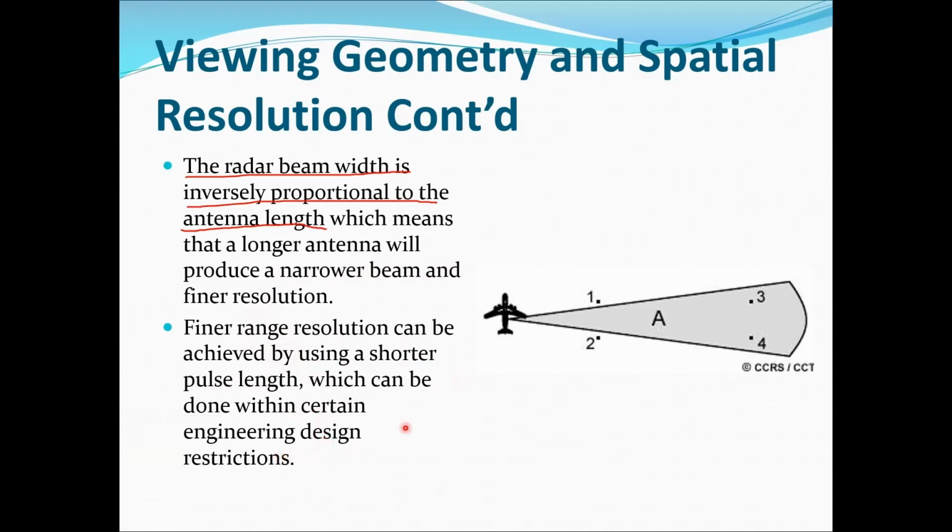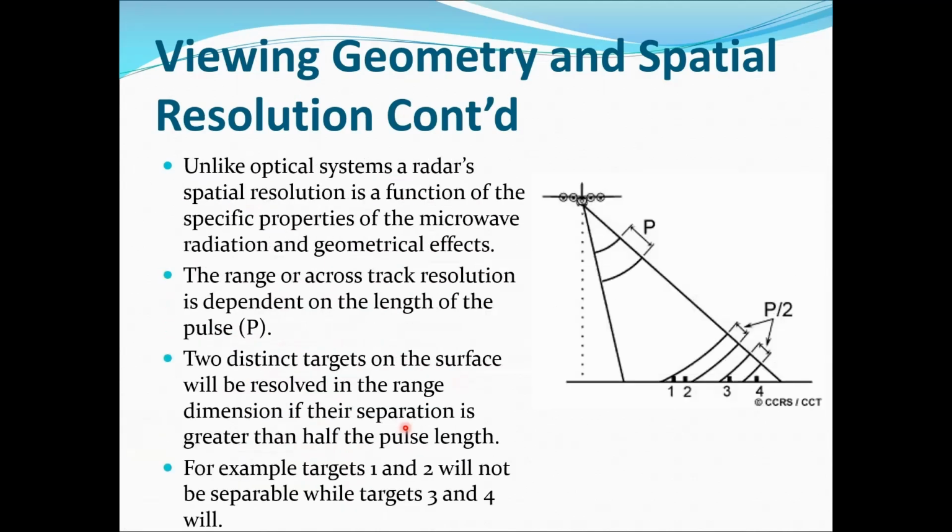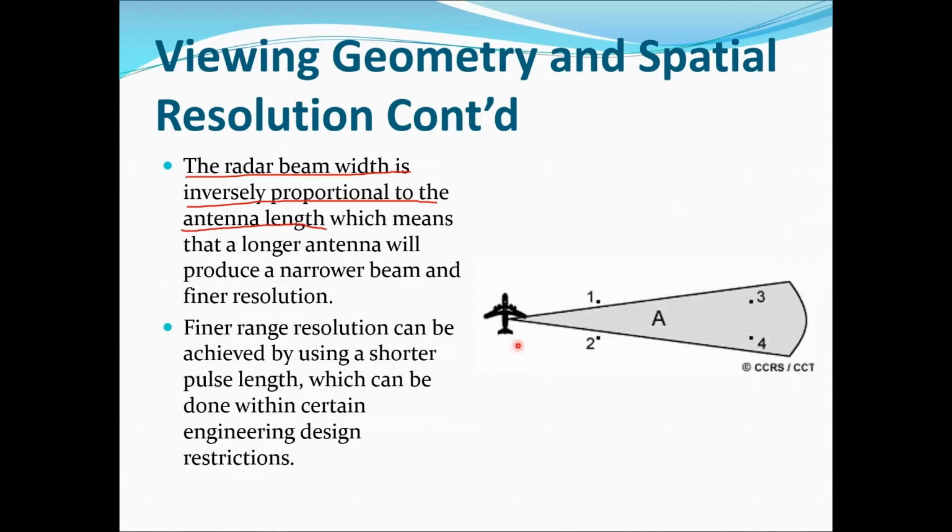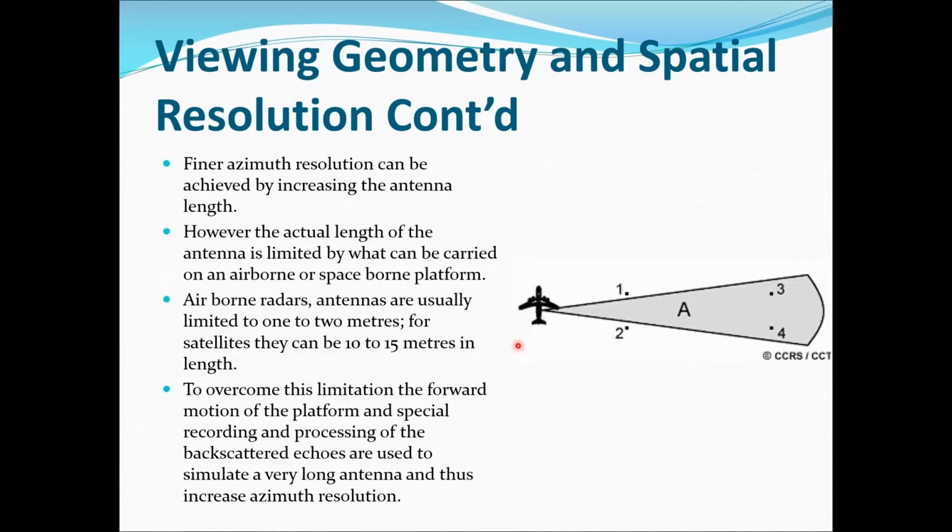So you can just change the design of the antenna and play around with the what? Along the range, something interesting happens with the azimuth, which sometimes is confusing. What am I saying? Along the range pulse length, you can just change the design, but you also have some limitations. Now, what about the azimuth?